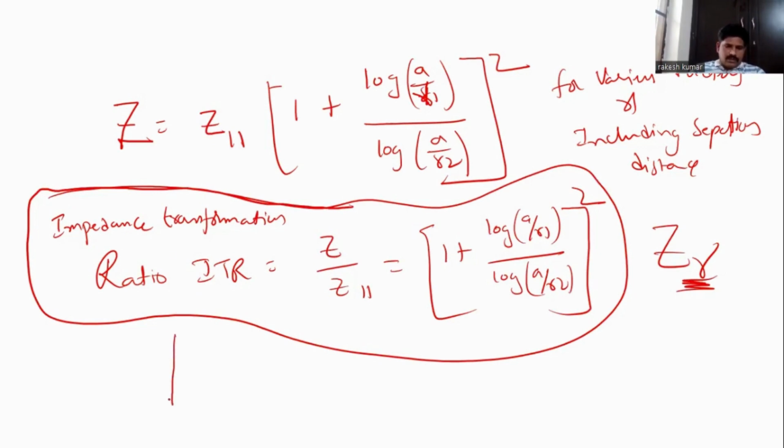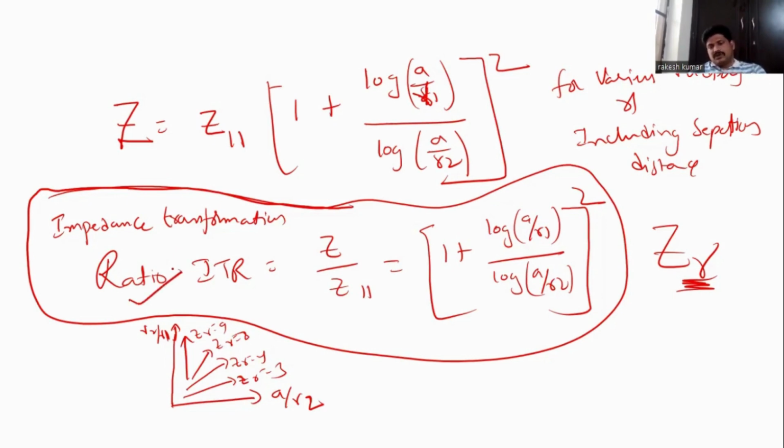If you draw the graphs, this is A by R2, and this is the graph of R2 by R1. This is for ZR equal to 3, this is for ZR equal to 4, this is for ZR equal to 9, and this is for ZR equal to 8. So this is the graph showing the impedance transformation ratio.